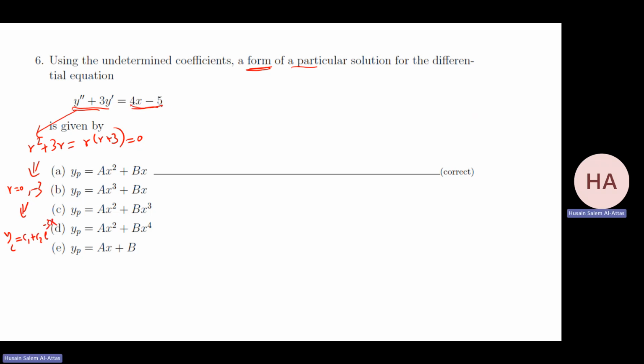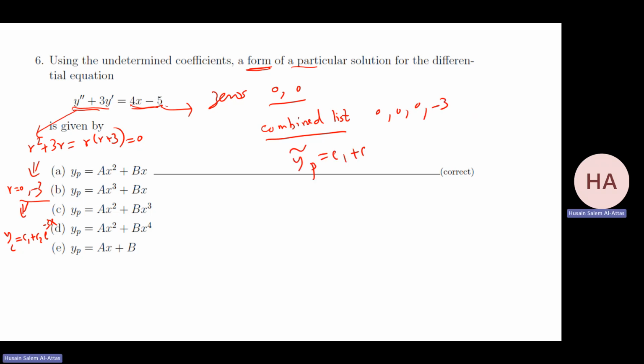From here, I'm getting the zeros. What are the zeros? I have 0 and 0, two times. I have the combined list now. Combine these zeros with these zeros, if you remember the method. 0, 0, 0, minus 3. So you have y hat, that will be c1 plus c2 x plus c3 x squared.